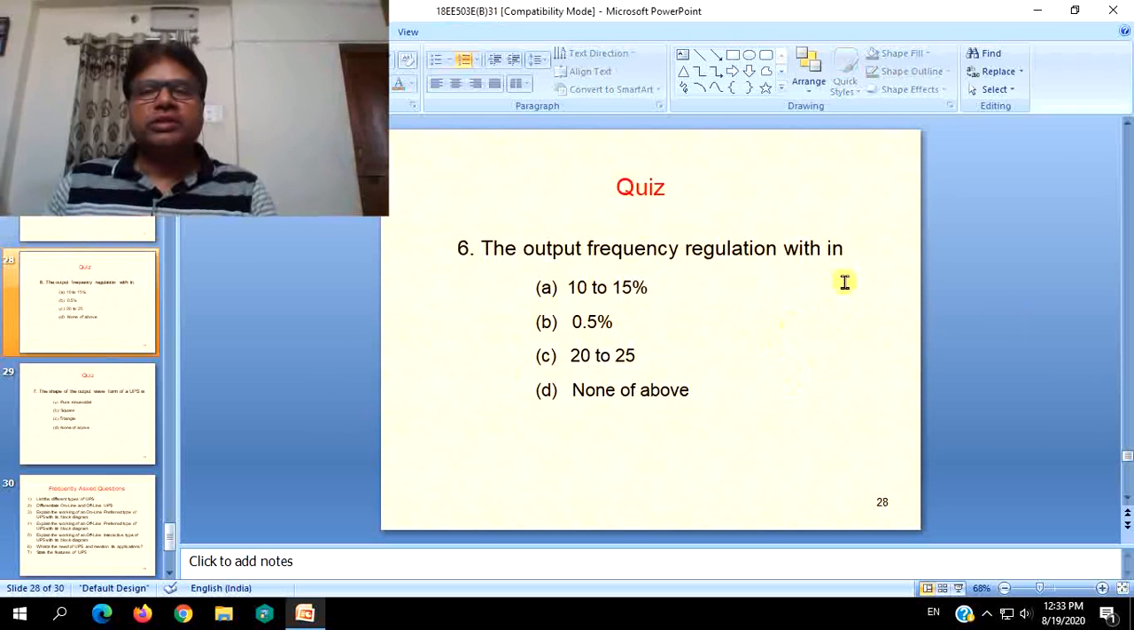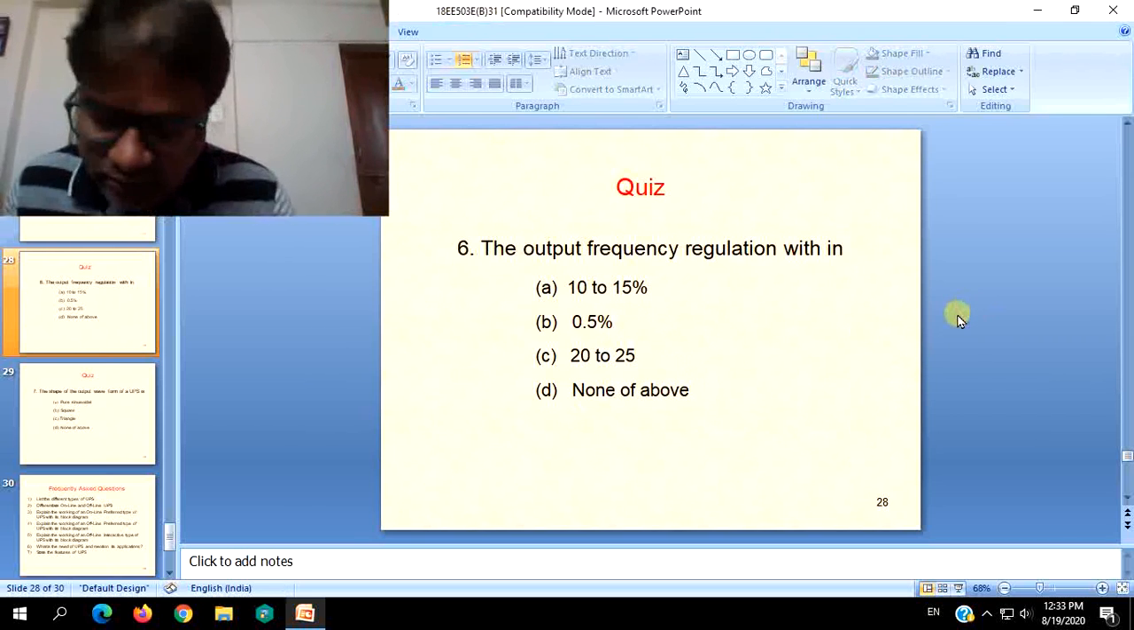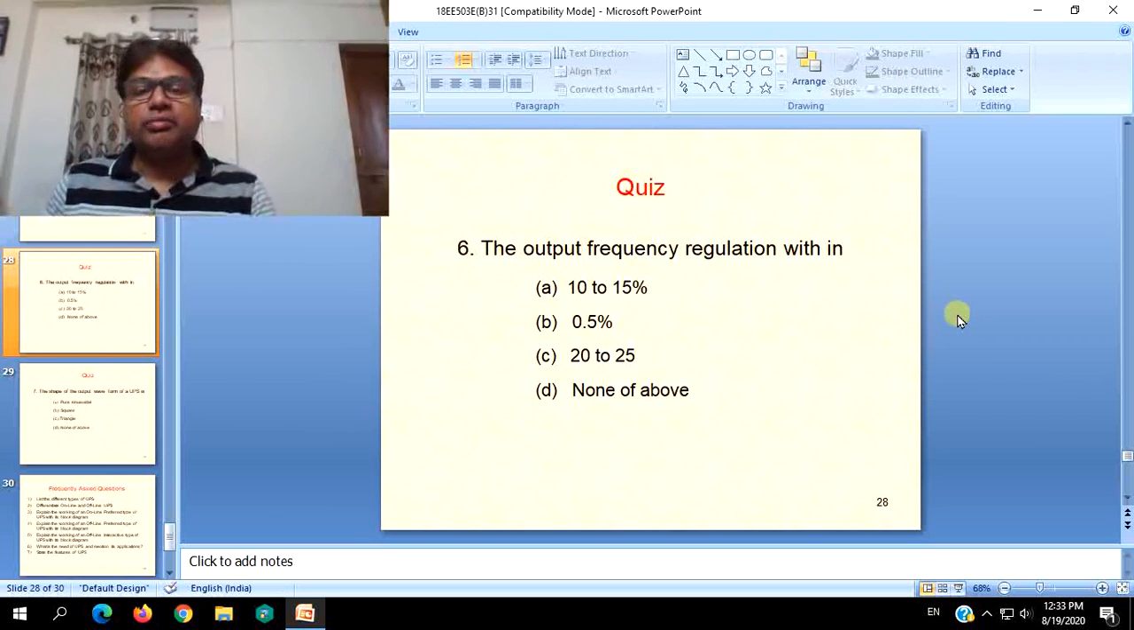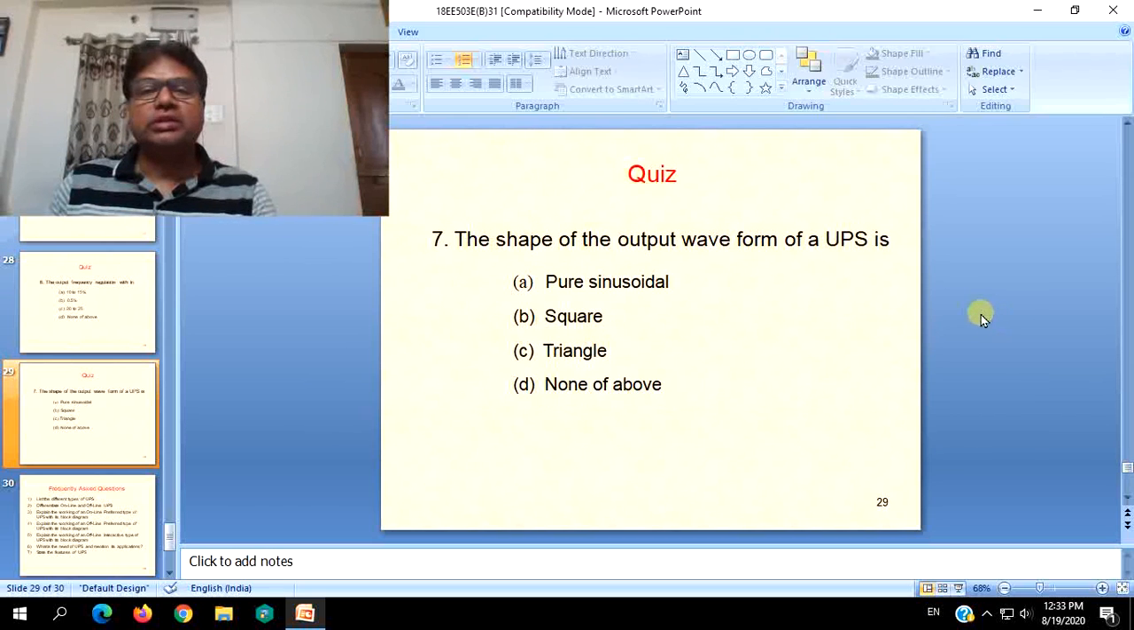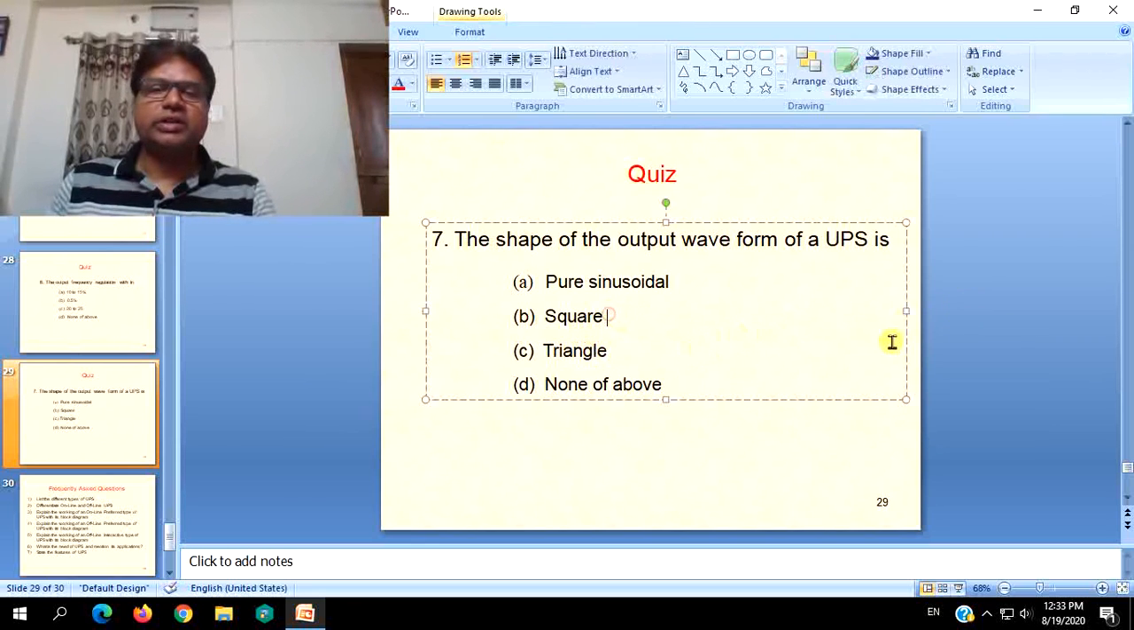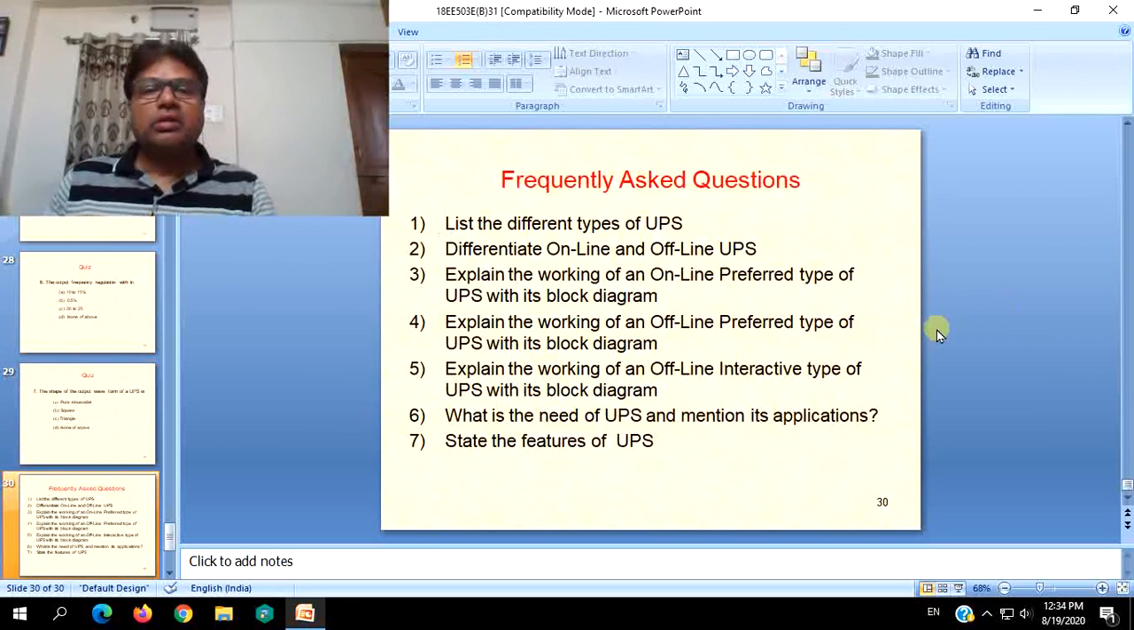The output frequency regulation is within 0.5%, that is plus or minus 50 Hz, 47.5 to 52.5 Hz. The shape of the output waveform of a UPS, when not particularly mentioned, is a square wave. Whether it is offline or online, if it is not mentioned, it is a square wave.